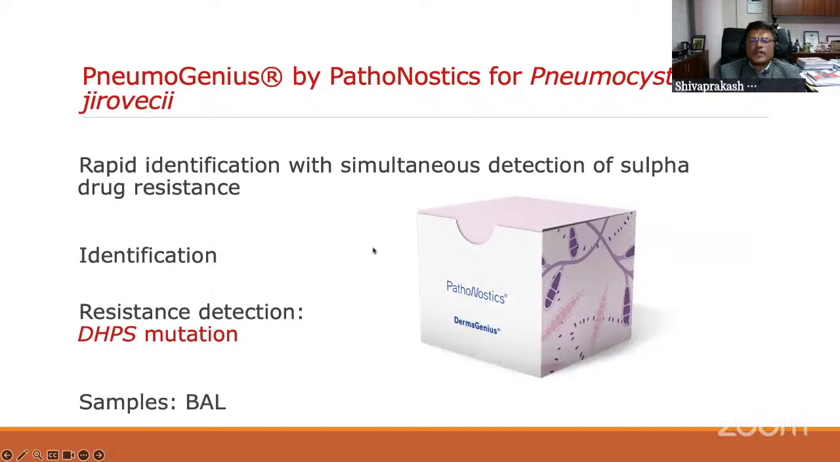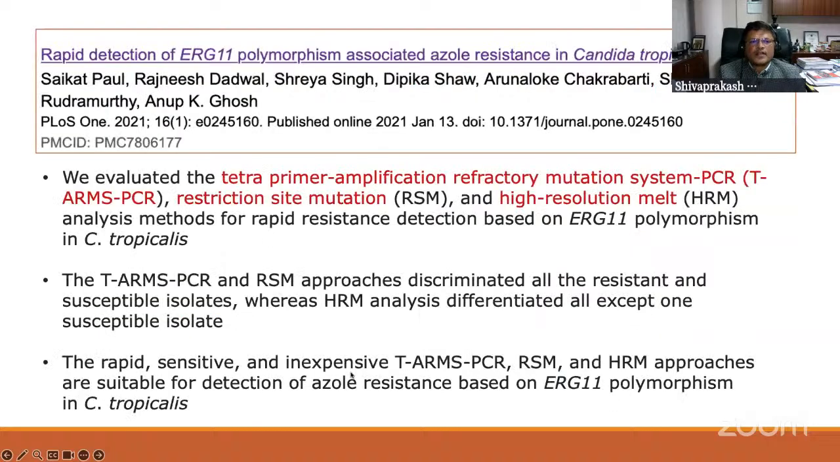Pneumogenous also: you know that Pneumocystis jirovecii can be resistant to cotrimoxazole, a commonly used sulfa drug. Resistance acts mainly through a dihydropteroate synthase mutation in this particular gene, and this gene mutation can be detected by using this kit.